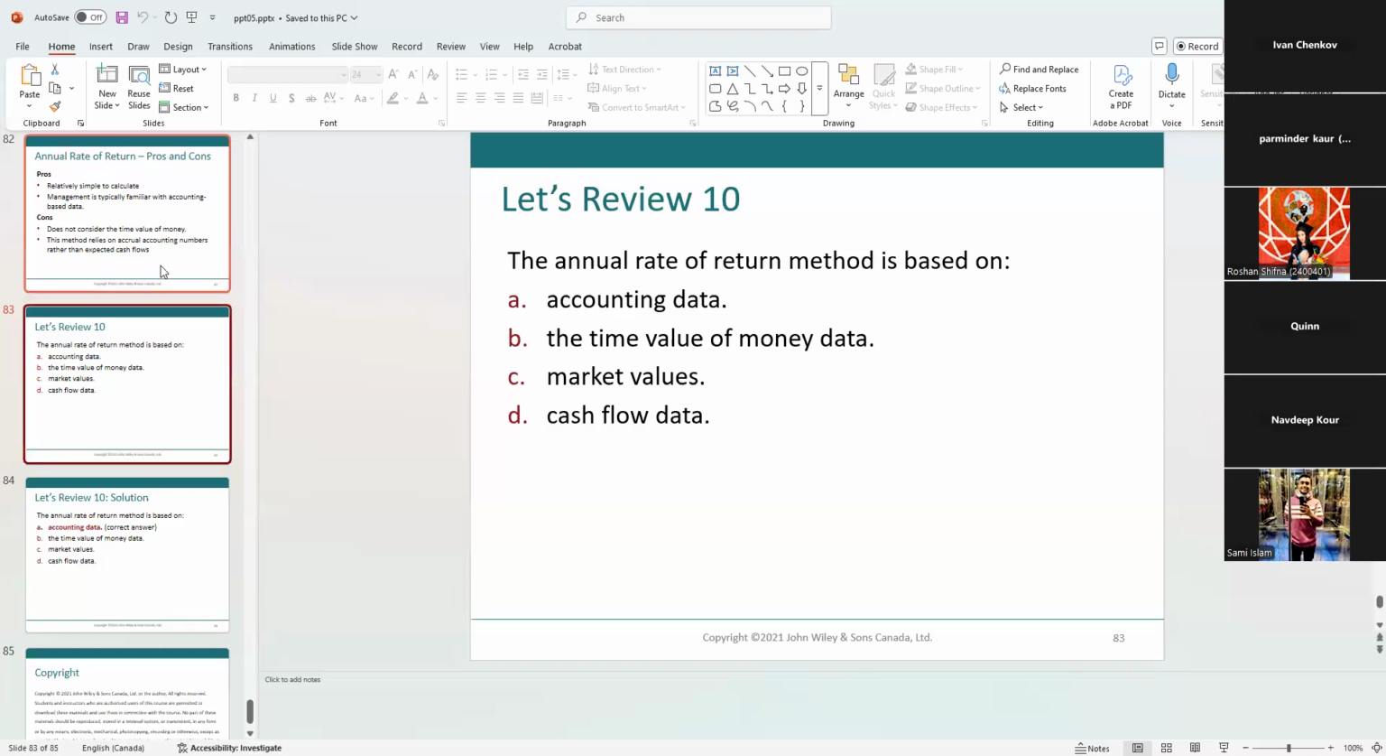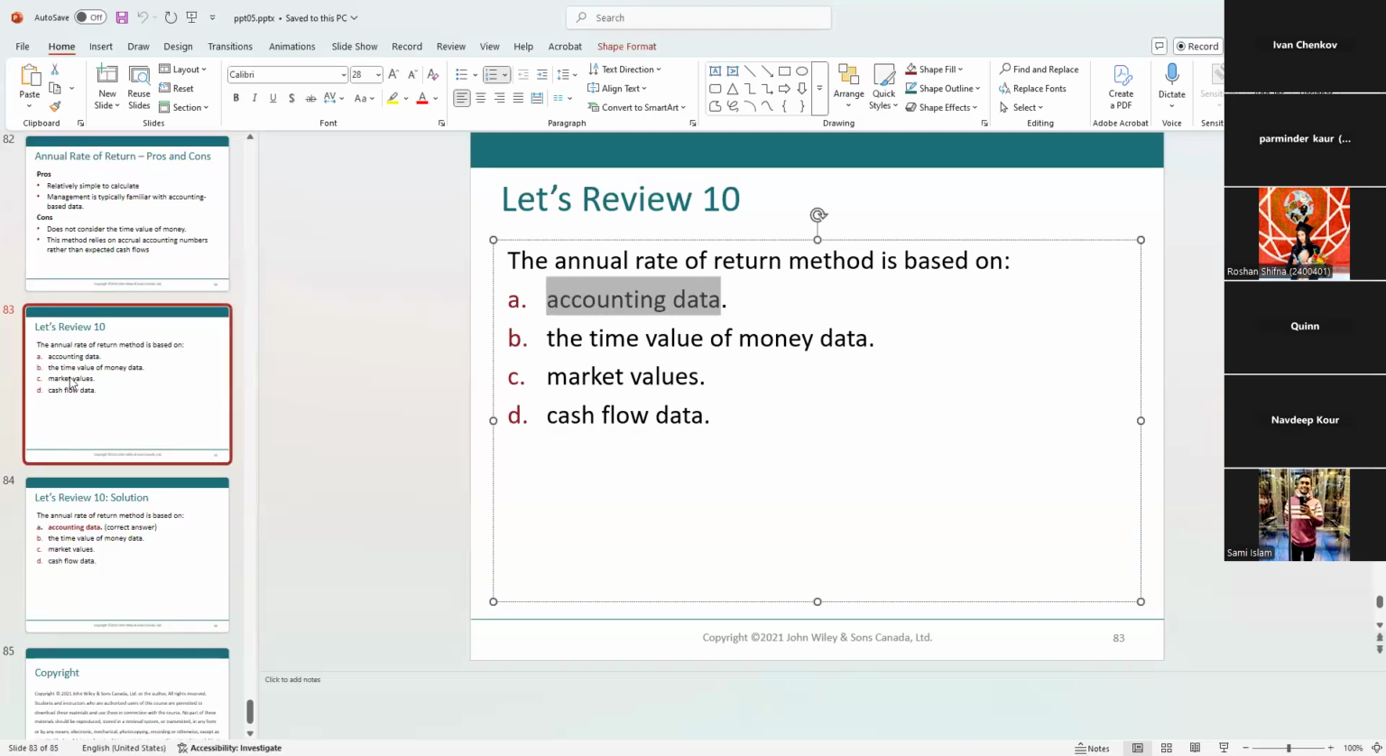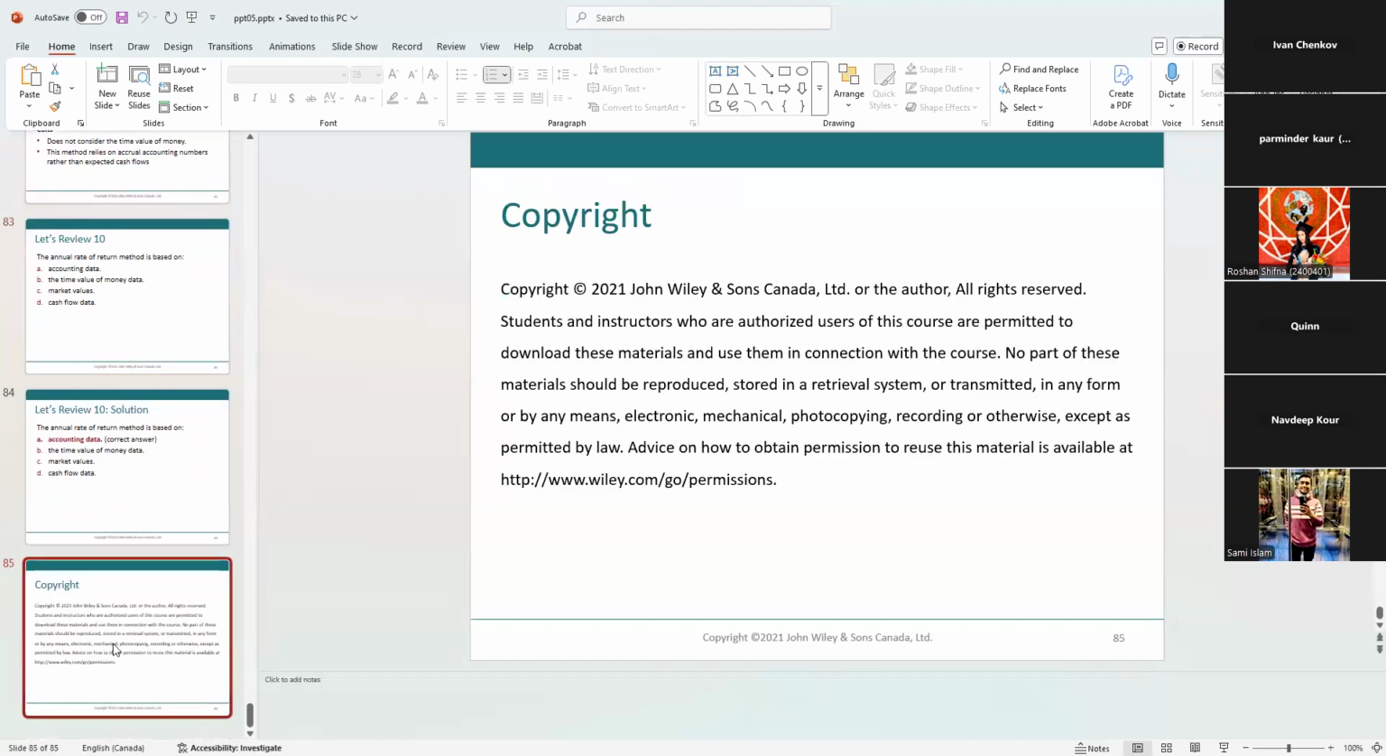So which is the base one? Obviously based on the accounting data only. And that's the end of the chapter today.